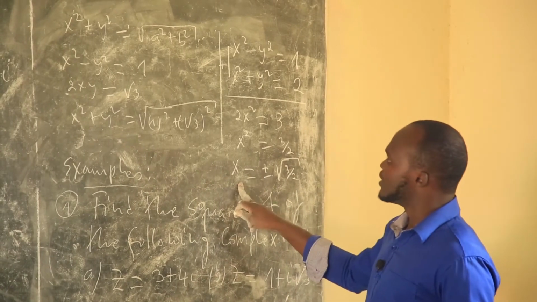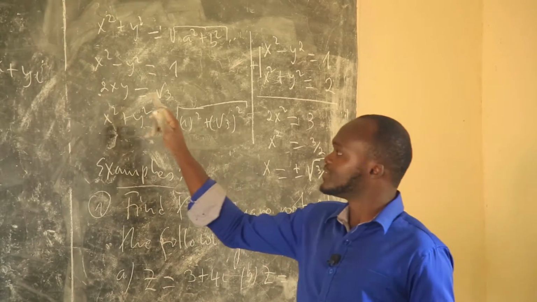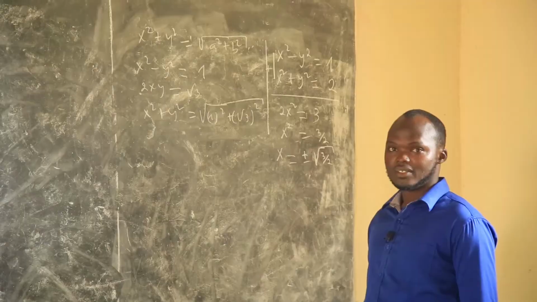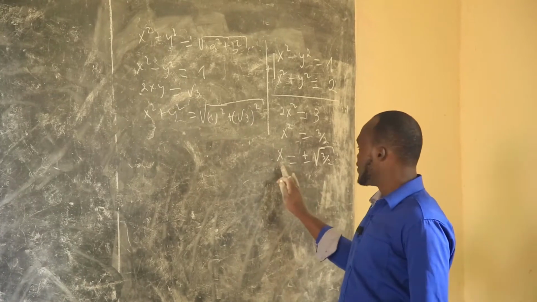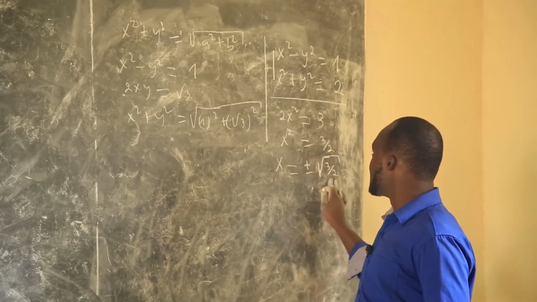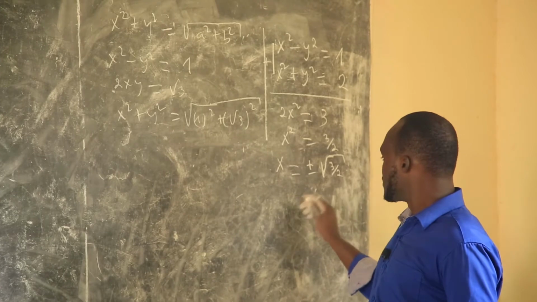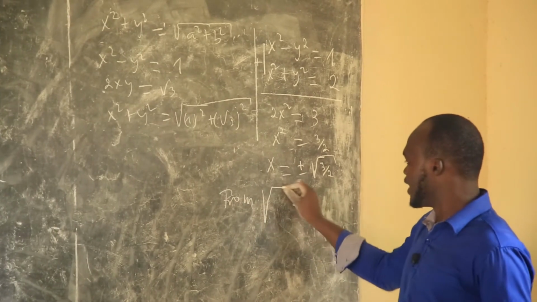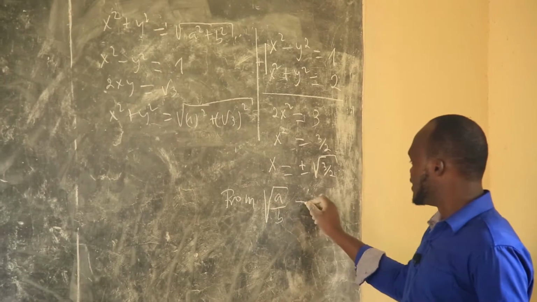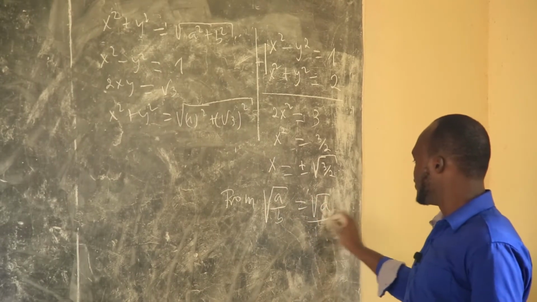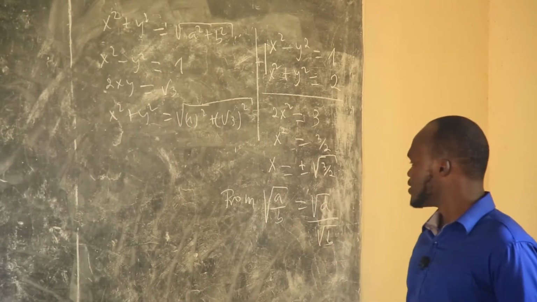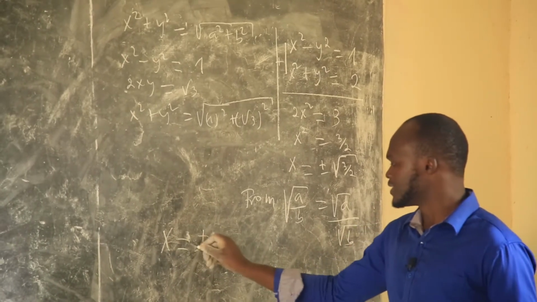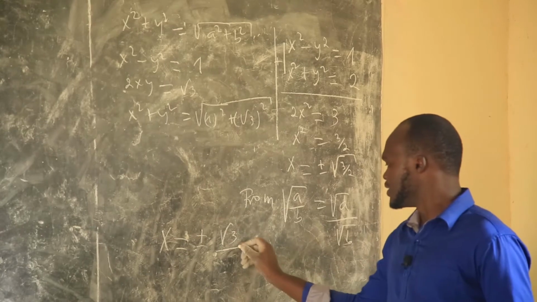So after getting the value of x, it will help us to get what? The value of y. So now we have x equal to plus or minus root 3 over 2, which is the same as, you know that when you have root a over b, this is the same as root a divided by root b. So x equal to plus or minus root 3 divided by root 2.